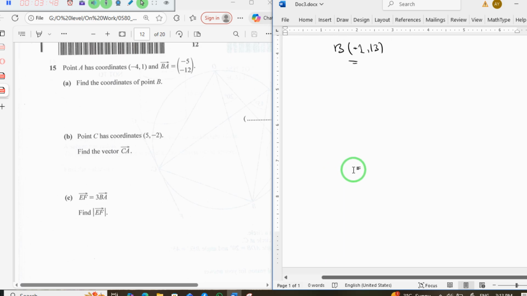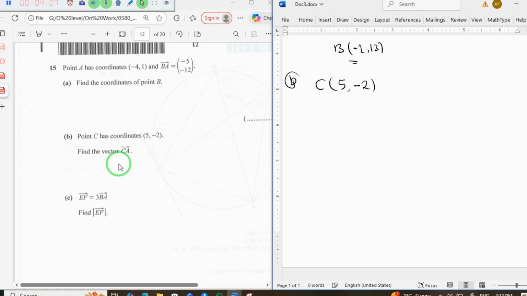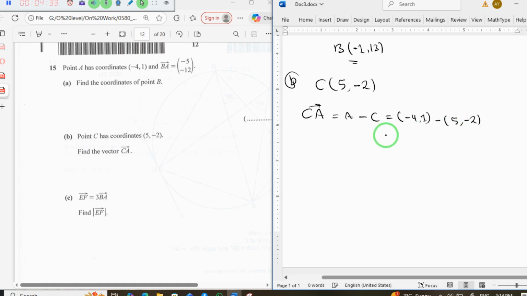Part B asks us, point C has coordinate 5 and -2. Find the vector CA. Vector CA is actually A minus C. So we have for the coordinate of A, -4 and 1, minus C. C is given in the question as 5 and -2.